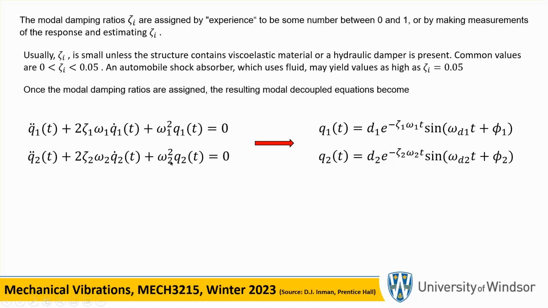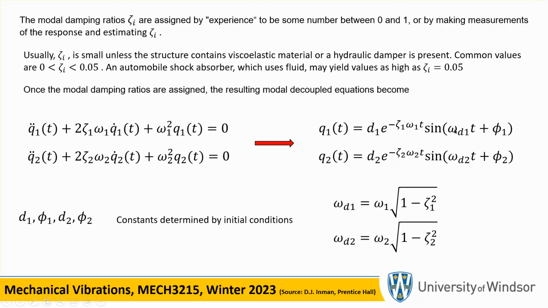And the same thing with the second equation. You look at the second equation right here. The solution to this is right there, okay? And d2 and phi2 depend on the initial conditions. Now, there is an omega d1 here and omega d2. These are the damped natural frequencies. So for the first mode, the natural frequency is omega 1. Remember, we don't say omega n1, we just say omega 1.